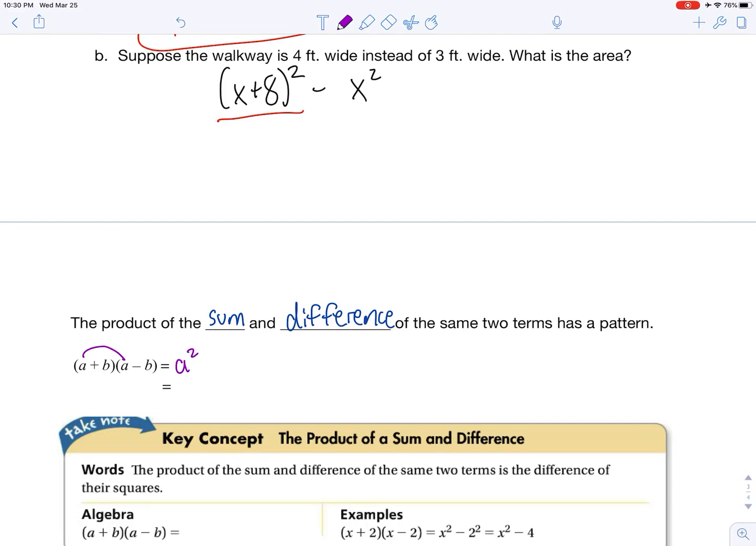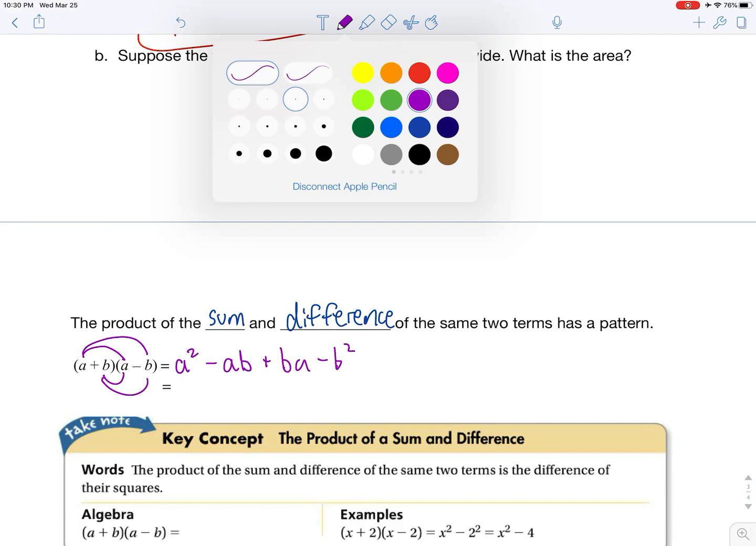A times a is a squared. I multiply outside terms together, so a times negative b is negative ab. And then I multiply the inside terms together, that's a positive b times a. Last terms looks like b times negative b is going to be negative b squared. So in this case, we do have like terms, but they actually cancel each other out.